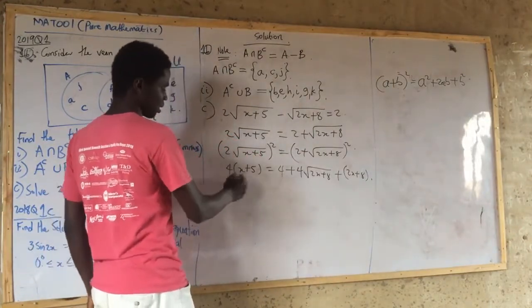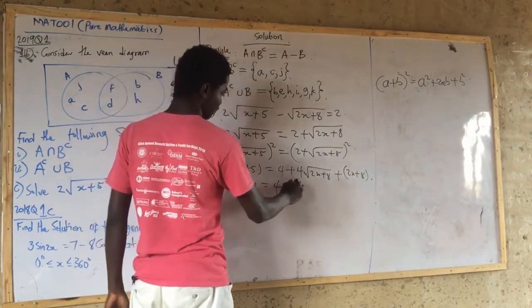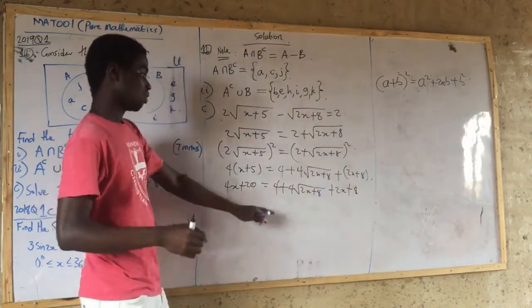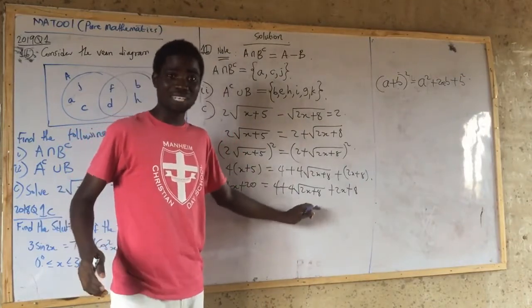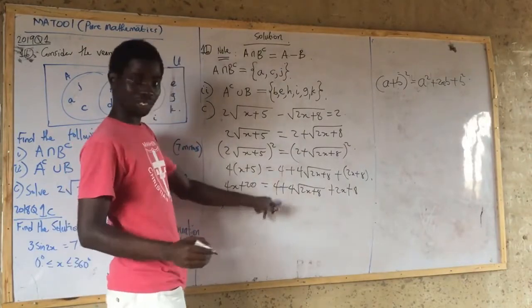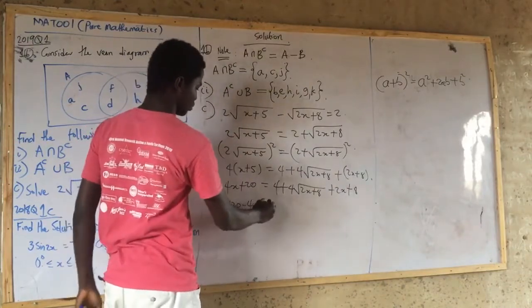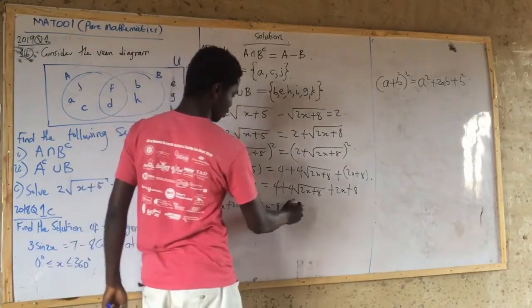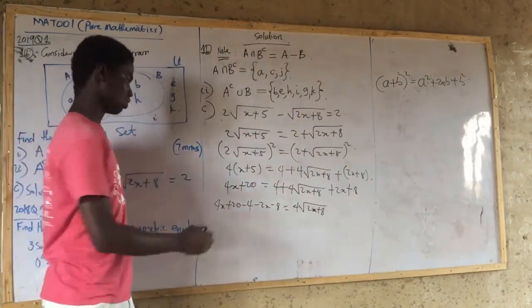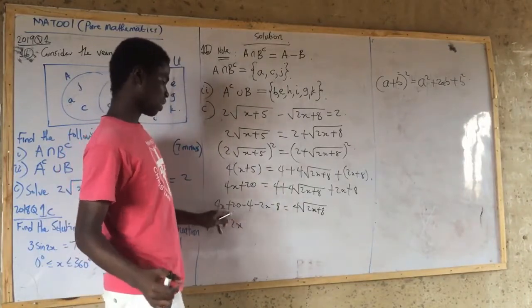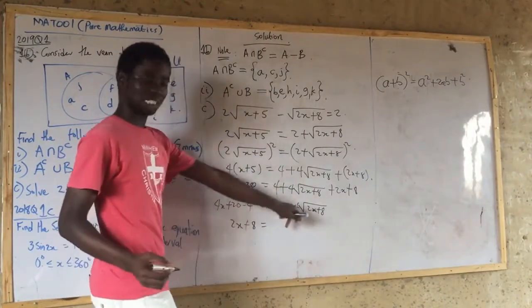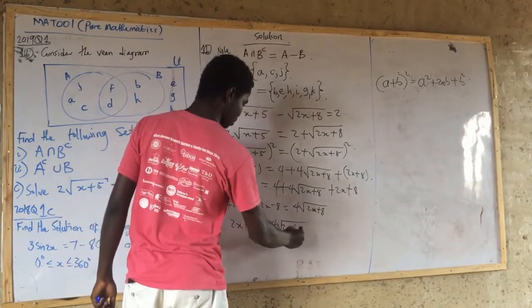Now I have 4, open the bracket here, 4x plus 20 equal to 4 plus 4 root 2x plus 8 plus 2x plus 8. That's what you have. Bring all these ones, let only 4 root 2x plus 8 be on one side. Bring all the other ones to the other side. You have 4x plus 20, bring this one here, minus 4 minus 2x minus 8 equal to 4 root 2x plus 8. So now 4x minus 2x is 2x, 20 minus 4 is 16, 16 minus 8 is 8. So now 2x plus 8 is equal to 4 root 2x plus 8.